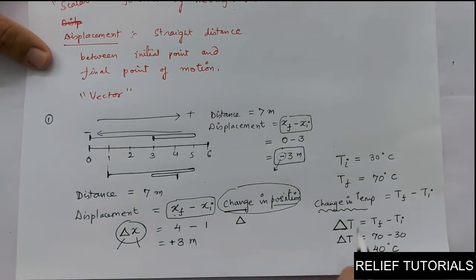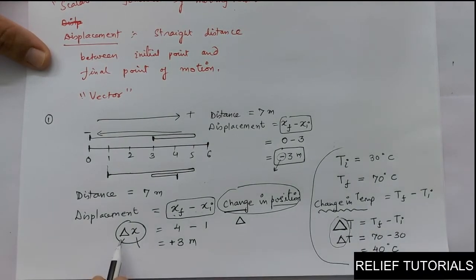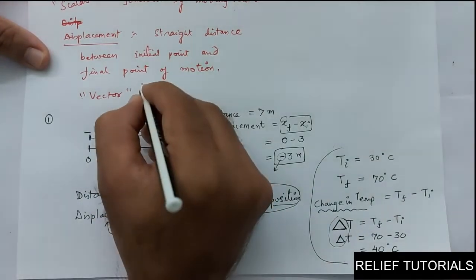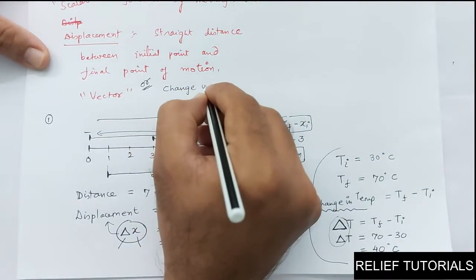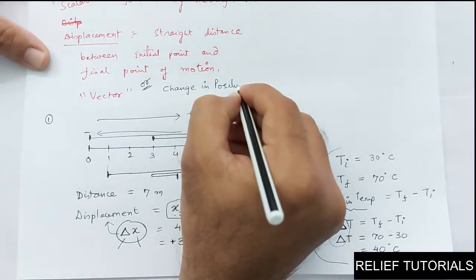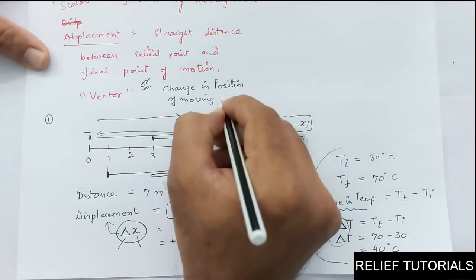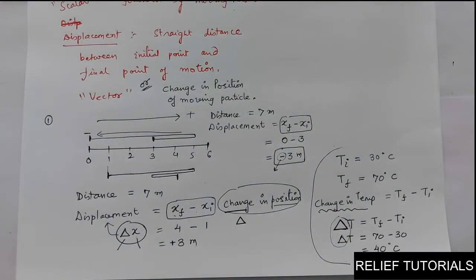This is an extra example just to explain the symbolic form of change in any quantity. Change is described by delta X for position. So delta X means change in position, that is nothing but the displacement. One more definition we can write for displacement is change in position. Change in position of a moving object or moving particle is called displacement. Please make notes of all these terms.